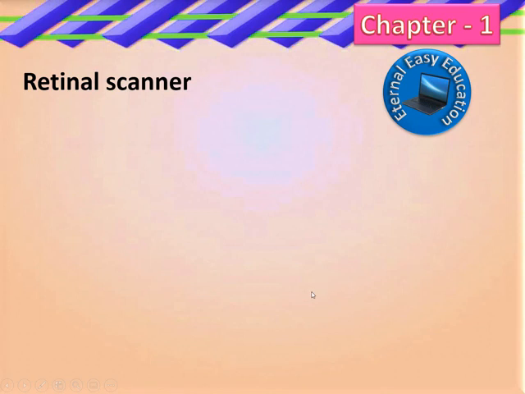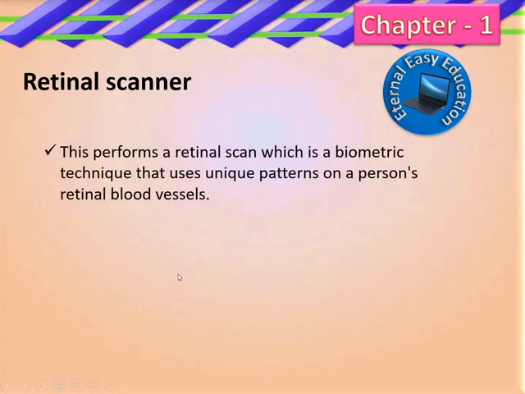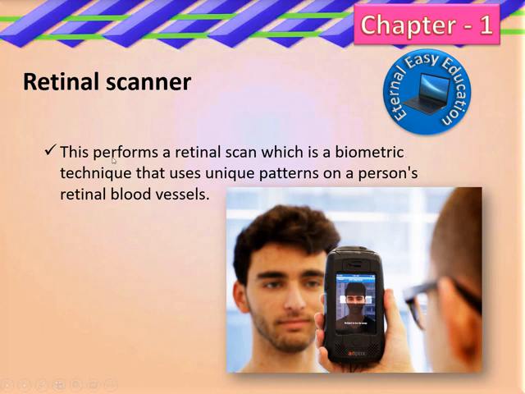Next one is retinal scanner. This performs a retinal scan, which is a biometric technique that uses unique patterns on a person's retinal blood vessels. This type of scanner is used for our Aadhaar card number. That means while we are going to take our Aadhaar number, we are supposed to scan our retina and our 10 fingers.